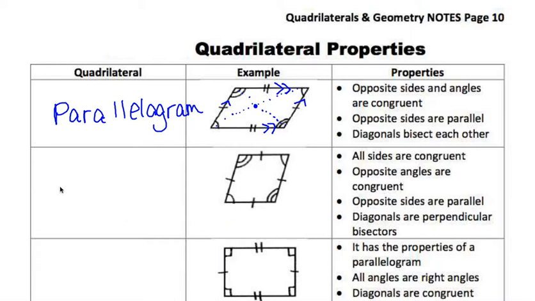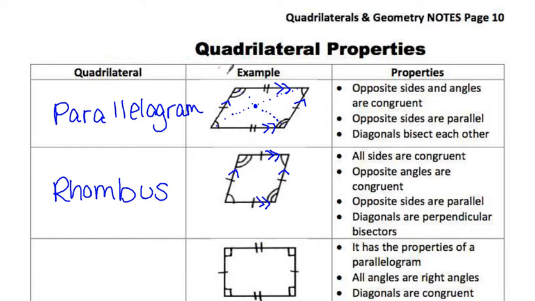The next shape is called a rhombus. And a rhombus has all congruent sides and opposite angles that are congruent, so the angles that are diagonal from each other are congruent. Opposite sides are parallel, so the left is parallel with the right and the top is parallel with the bottom. And diagonals are perpendicular bisectors.